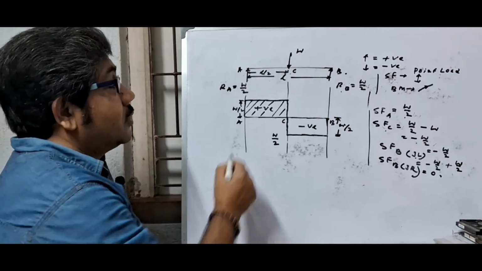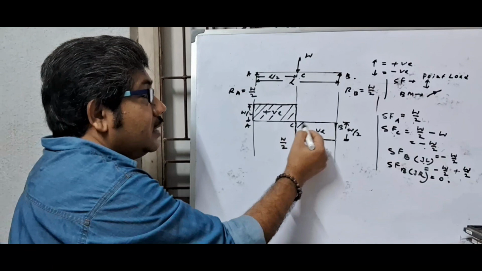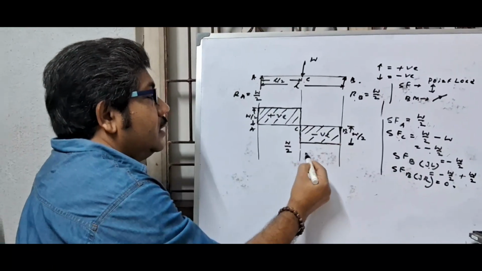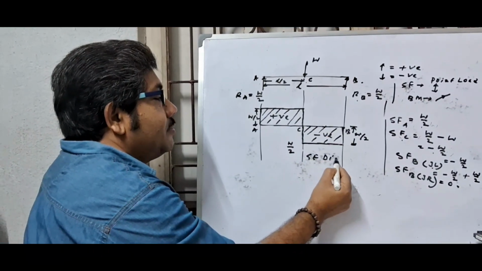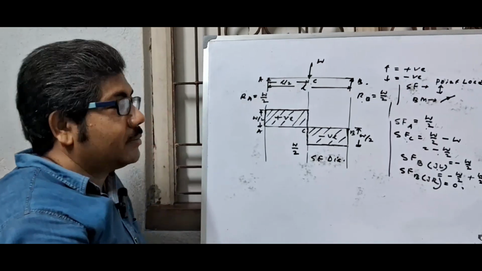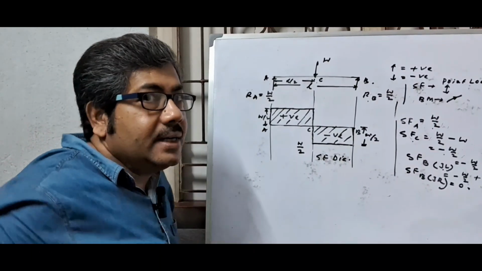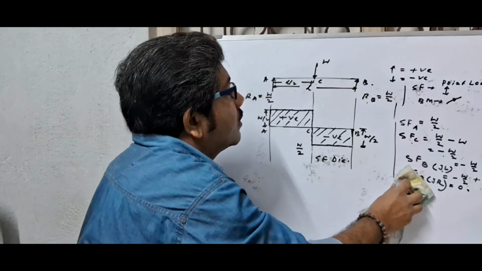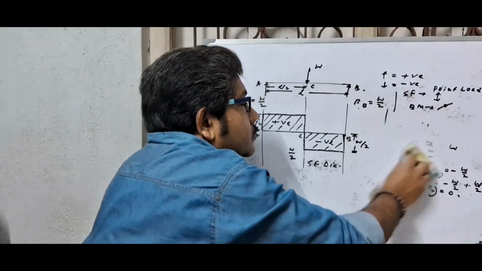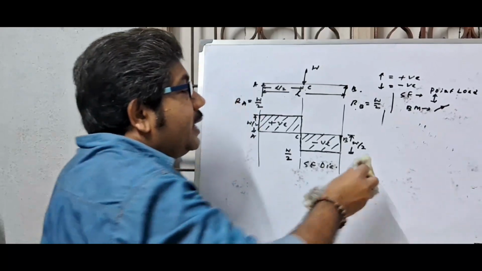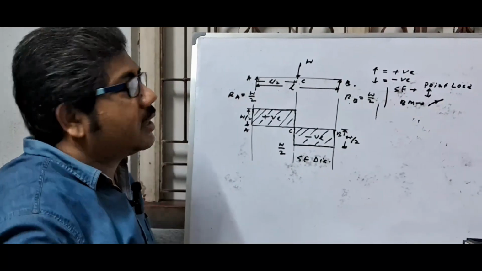Section line: light line, 45-degree angle, 2 to 3 millimeter gap. And this is the SF diagram, the shear force diagram. Now we have to calculate the bending moment diagram.